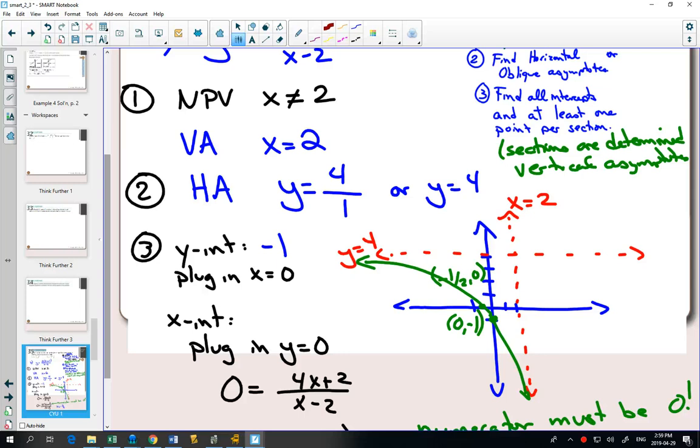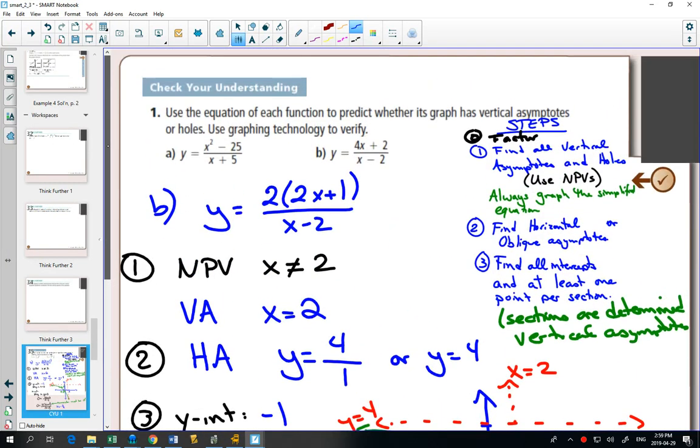And I can do that with just a table of values. When x is 3, I'm on the right-hand side of that section. So if I plug in x equals 3 into my original equation, 4 times 3 plus 2 would be 14. 3 minus 2 would be 1. I'm going to get 3 comma 14.